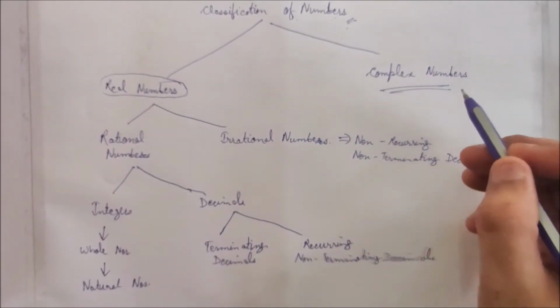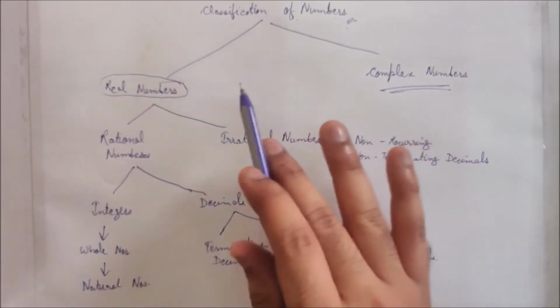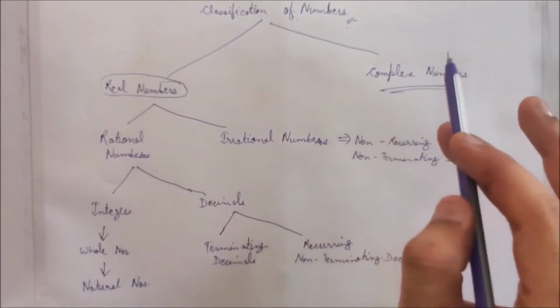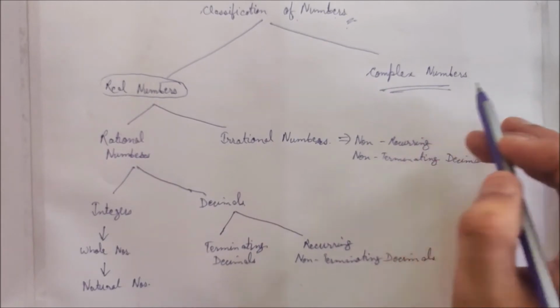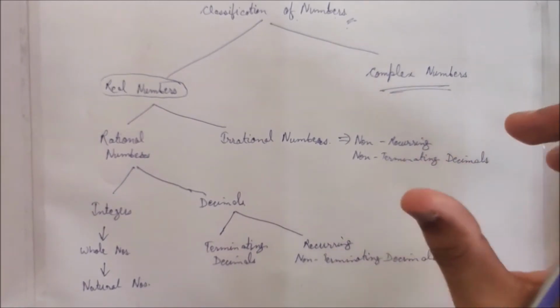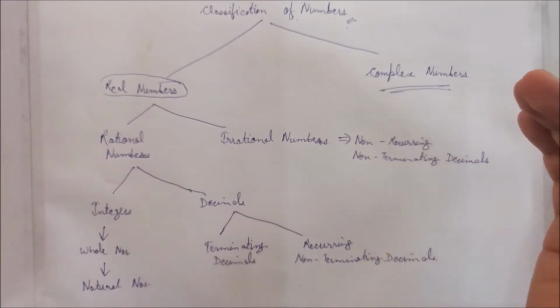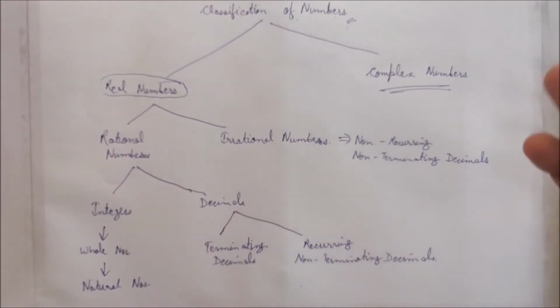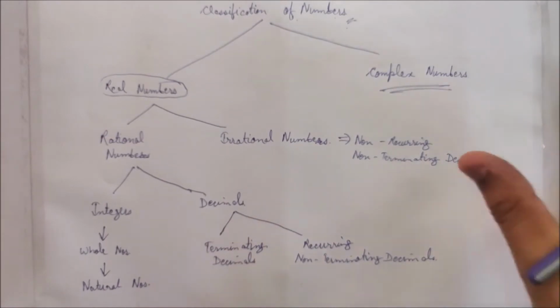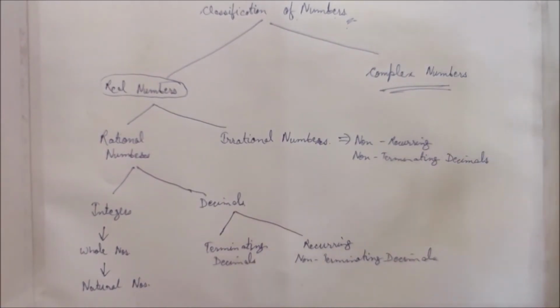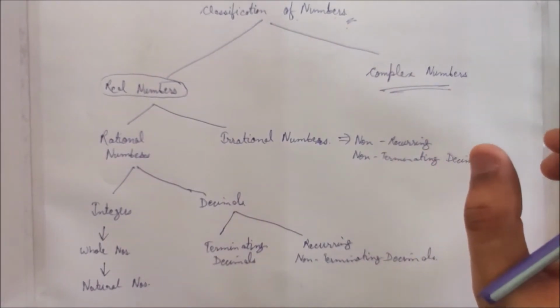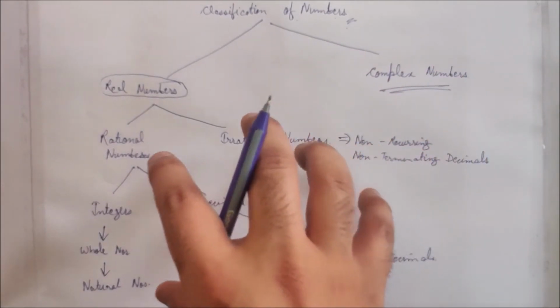Just to begin with, numbers are classified into two parts: real numbers and complex numbers. Complex numbers are numbers which are complex or imaginary in nature. These include root of -2, root of -3. They're usually denoted by iota. And complex numbers are kind of out of scope for CAT and other school exams. So our main focus will remain here on real numbers.